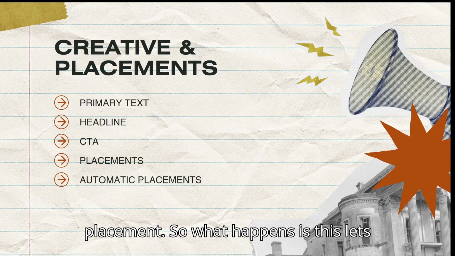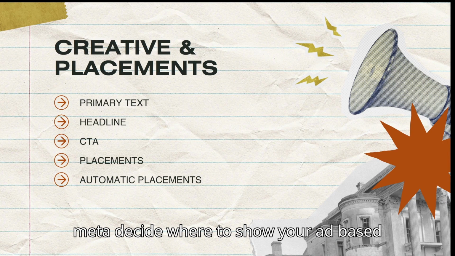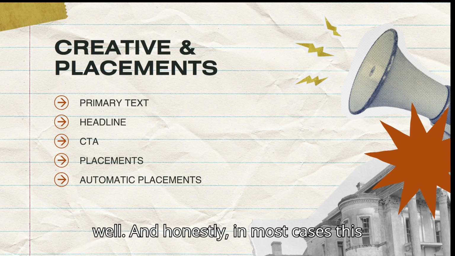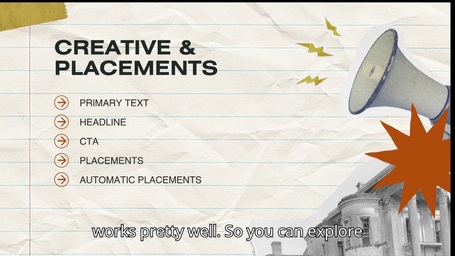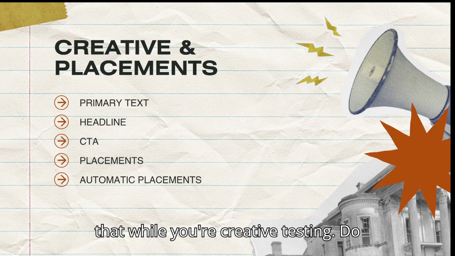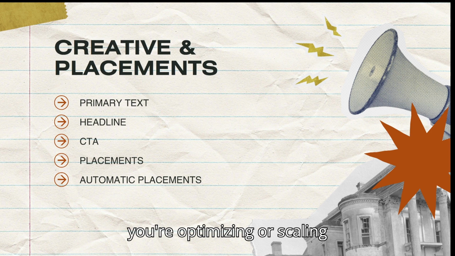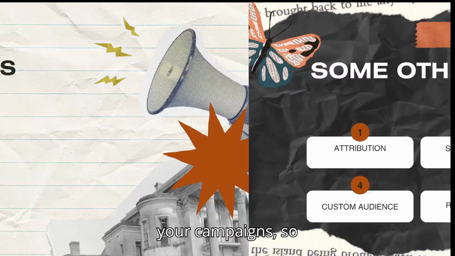So that's your placement. And then there's a term called automatic placement. So what happens is this lets Meta decide where to show your ad based on where it's most likely to perform well. And honestly, in most cases, this works pretty well. So you can explore that while you're creative testing. Do not use this automatic placement while you're optimizing or scaling your campaigns. So don't use it there.